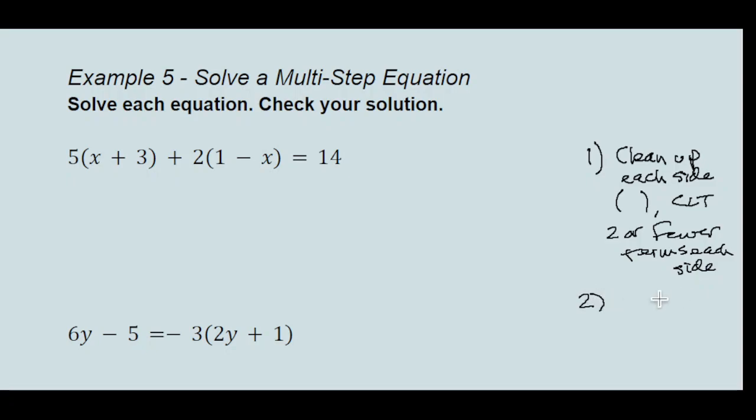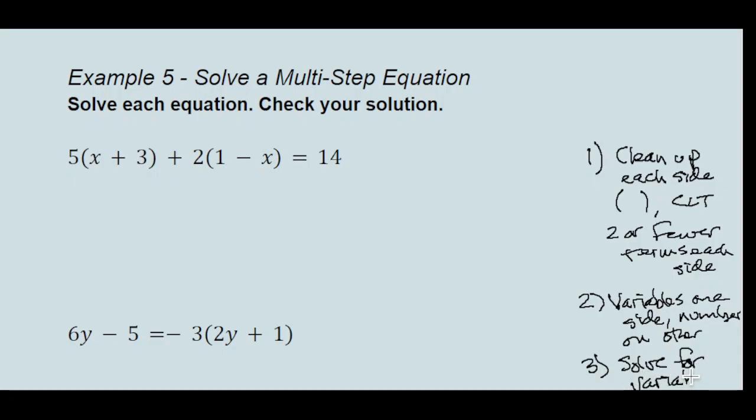And then the second thing is to get variables on one side, numbers on the other. All right, variables on one side, numbers on the other. And then the last thing is to solve for your variable. All right, solve for your variable. And that can be a variety of things, but most oftentimes it's going to be probably some kind of a division step. So let's get started.